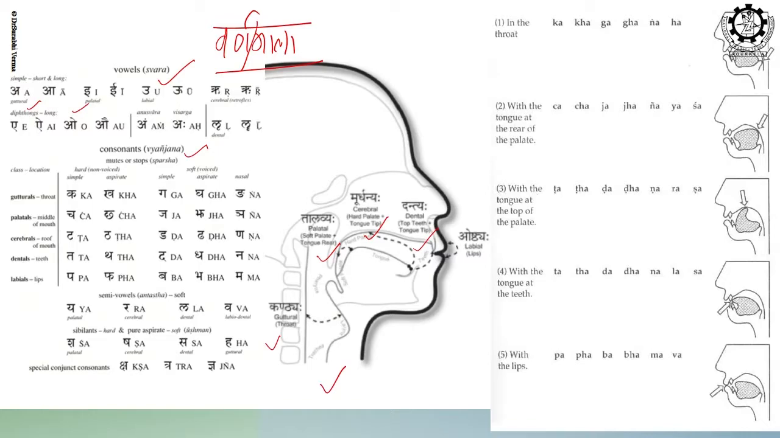One thing, which is the sequence of ya, ra, la, va and sha, sha, sa, ha. Sometimes the students get confused why the sequence is ya, ra, la, va or ya, la, ra, va. So what is the actual thing, why does this confusion come? I am going to address that misconception, or you can say just a confusion.